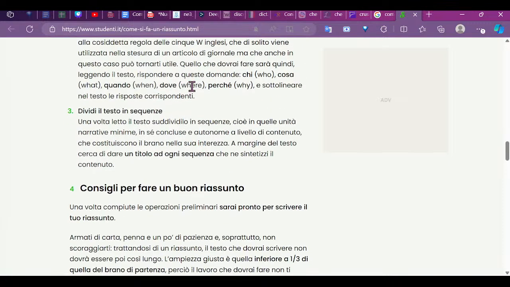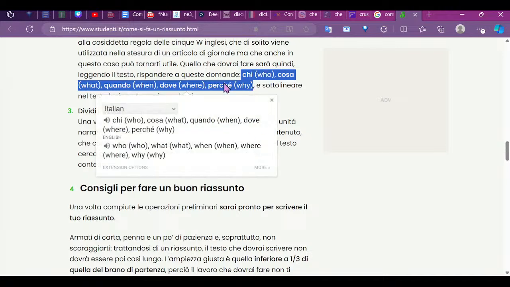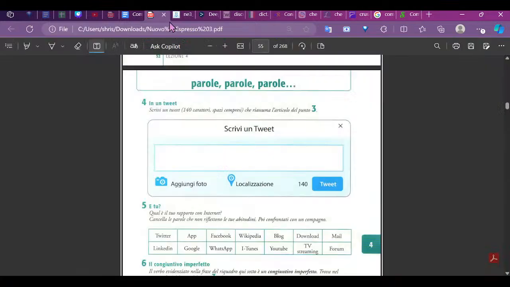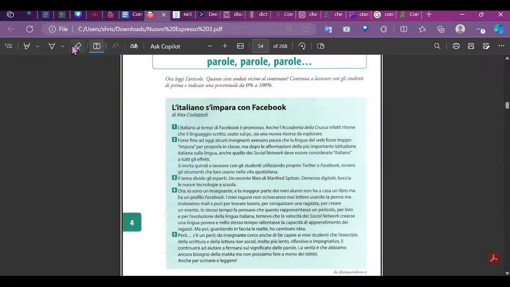First, you mark the most important things. And here also, you have something similar, no? Because you have it in English as well. Chi, who, what, when, where, why. Except they don't all start with the same sound. Chi, cosa, quando. Okay, they have a similar starting sound. But dove, perché. Okay, so the 5 W's, basically. What I'll do is mark the important pieces of text.